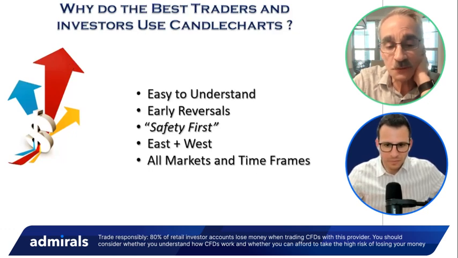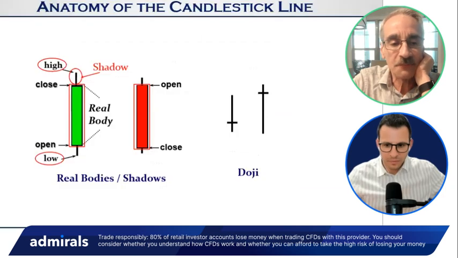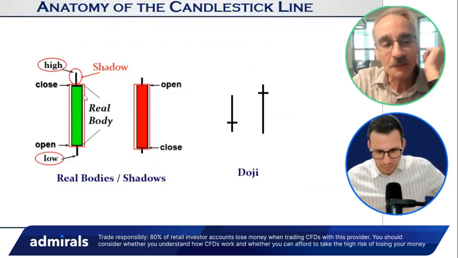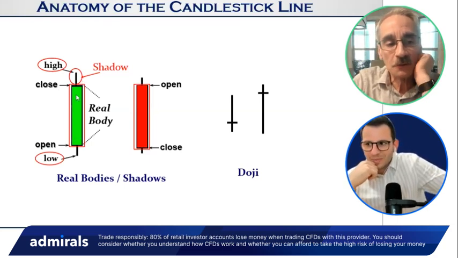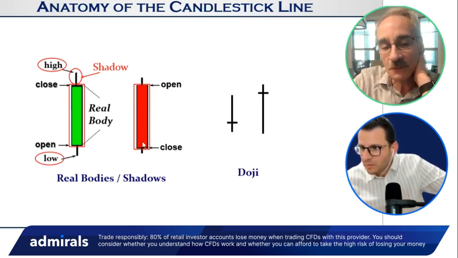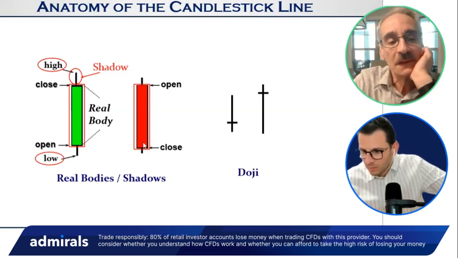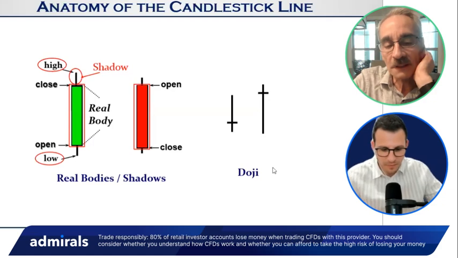So again, I just want to go through this quickly. And this just shows you all markets and all time frames. So just very quickly, the real body is the relationship between the opening and closing. If the close is higher than the opening, it's an empty or green real body. The top of the upper line is the upper shadow, the high of the session, low of the session. The opposite with a red real body. I know I'm going through this very quickly. And so a doji is when the opening and closing are the same.